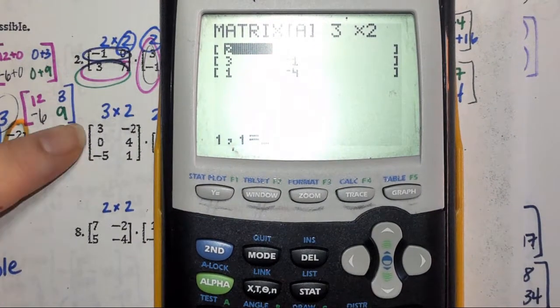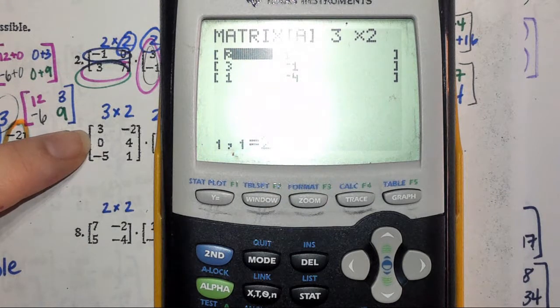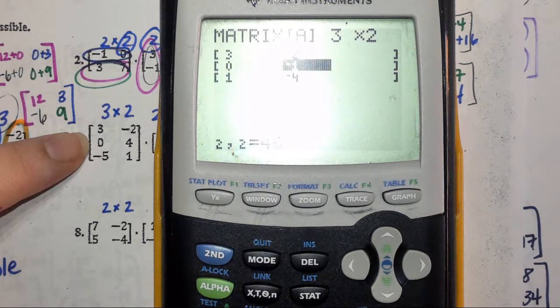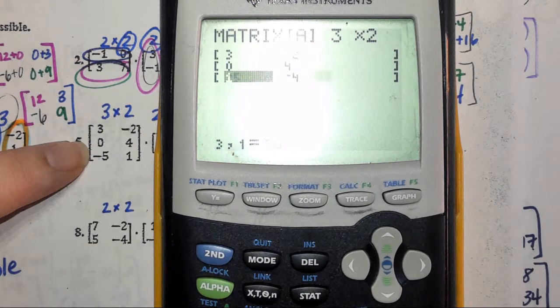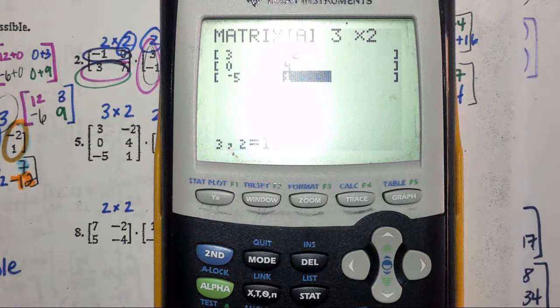And now I can type in exactly what I see on my paper. 3, enter, negative 2, enter, 0, enter, 4, enter, negative 5, enter, 1, enter. And now my calculator has the same matrix that's on my paper. And so as soon as I figure out how to tell it to multiply, it's going to do the math for me.